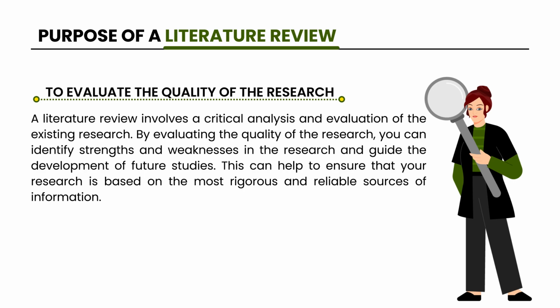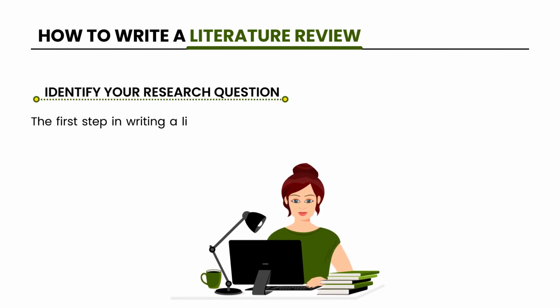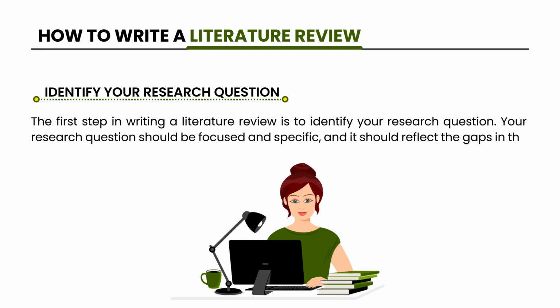of information. Now that we've discussed the purpose of a literature review, let's talk about how to write a literature review. Identify your research question. The first step in writing a literature review is to identify your research question. Your research question should be focused and specific, and it should reflect the gaps in the existing research that you have identified.